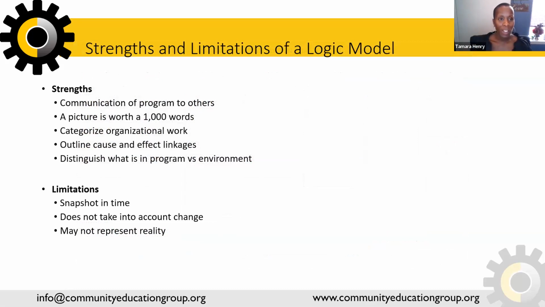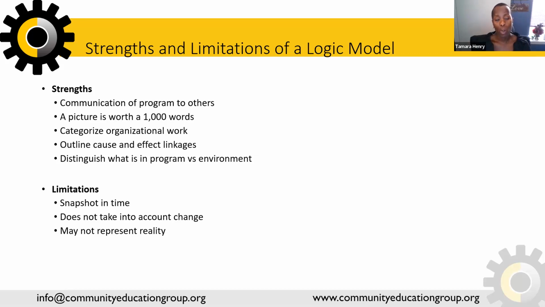While nothing is perfect, there are a number of strengths as well as limitations of a logic model. We always say a picture is worth 1,000 words. So if you can begin to flesh out how you'd like to see this executed, you'll at least know what the things are that are missing, and you can go back to your team to determine how to fill those gaps.